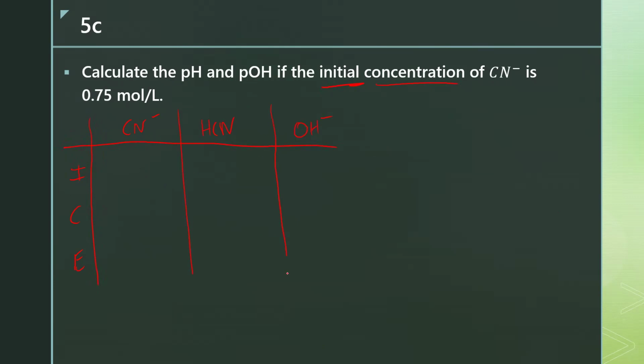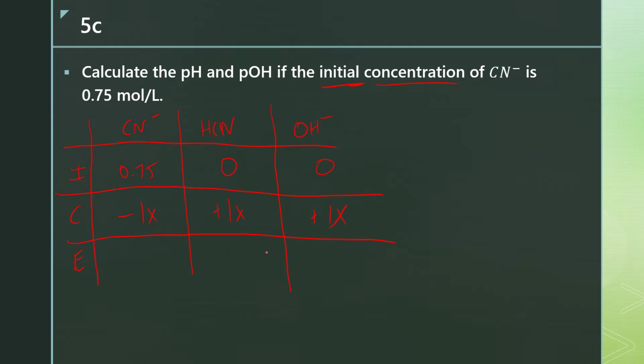Let's box these things up just so we can keep them all organized here. All right, so we know the initial concentration of CN⁻ is 0.75. We can make a safe assumption that these guys are zero because they are our products. For the change column, you use the coefficients. Again, that comes from the last slide. That would be minus 1x, plus 1x, and plus 1x.